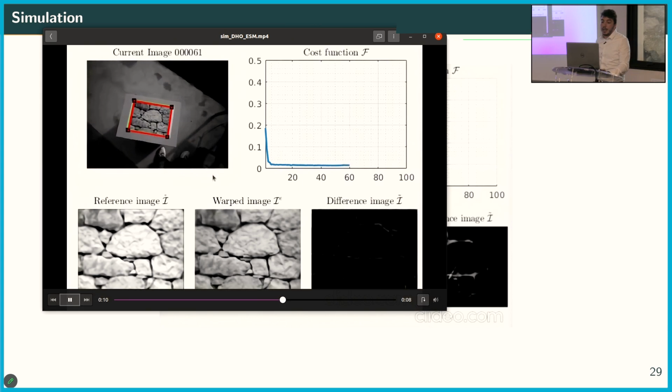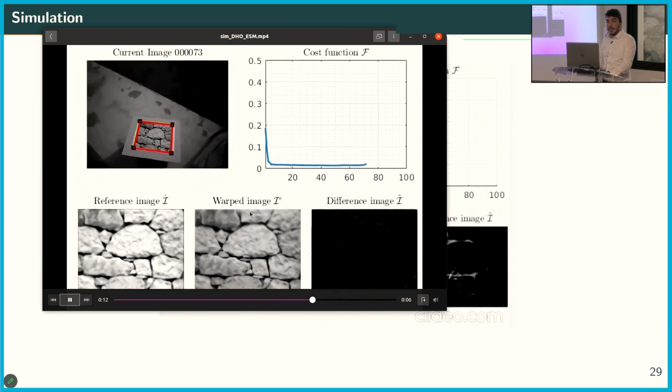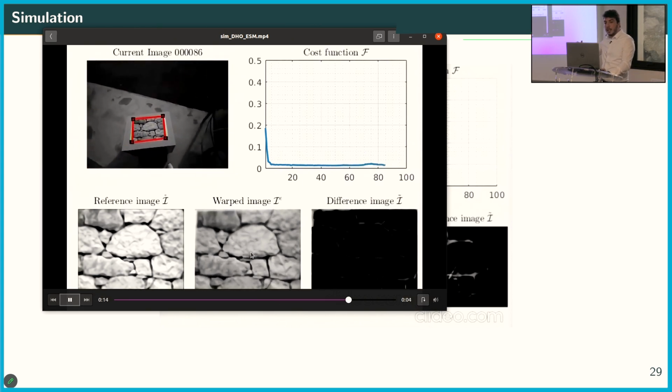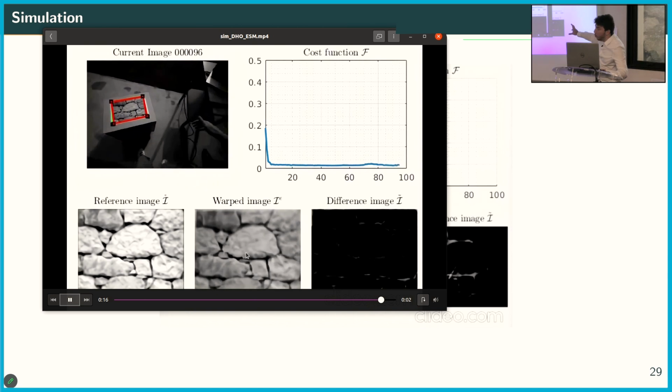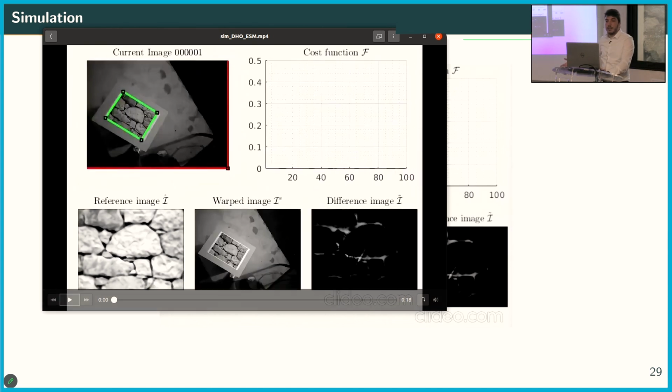Of course, this is not perfect because the pixel coordinates are not exactly perfect. So we can see some noise, some vibration in the warped image that is slightly moving, but it's still converging towards my image.